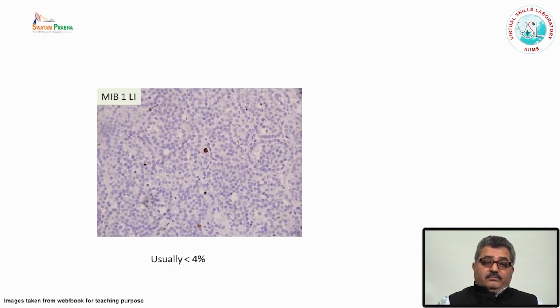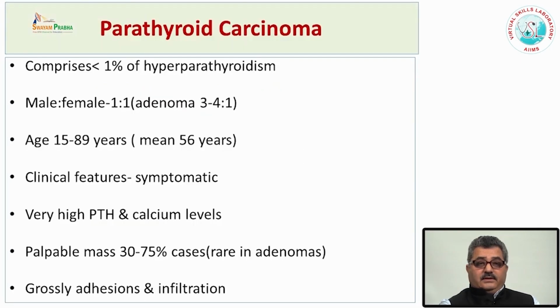We do the MIB labeling index to differentiate between benign and malignant conditions, and usually in adenomas, mitosis is less than 1 per 10 high power fields, and the MIB labeling index is usually less than 4%, whereas in carcinoma, it is slightly higher.